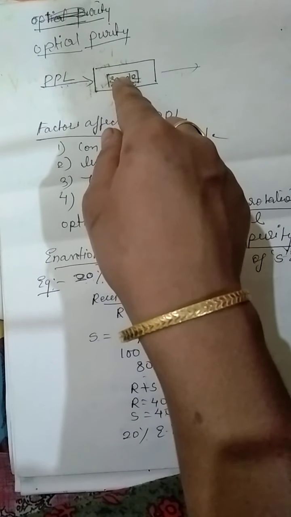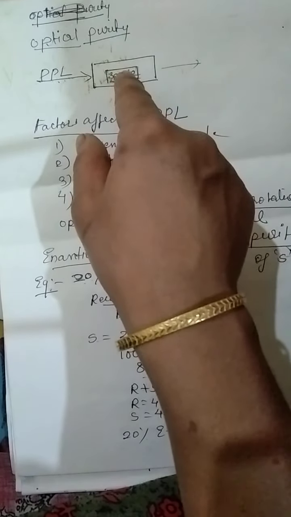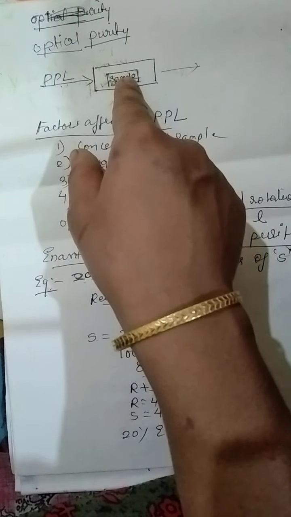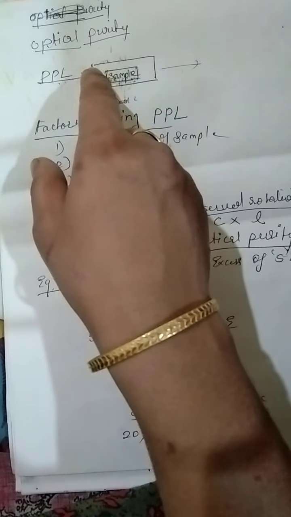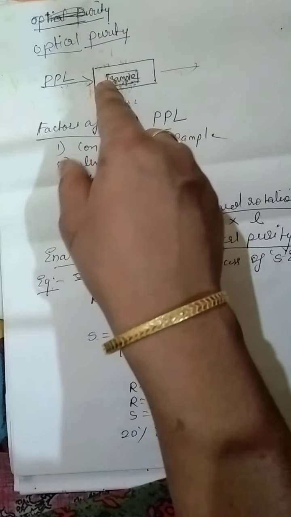Okay, so at first one sample is there. Now you think that it's just a sample, meaning the sample contains a compound, or we can say the sample contains enantiomers. And we are passing light through it. What happens when we pass light through any sample? The sample causes rotation of this light, meaning the sample will bend the light in different directions. Got it? Let me repeat once again.